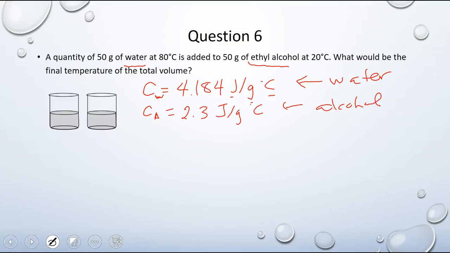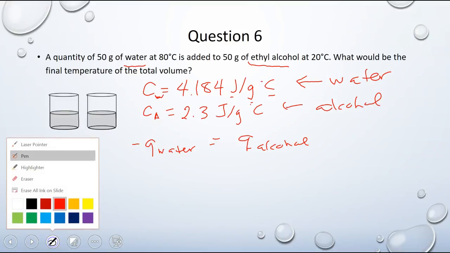Okay. So what we have to do here is we still know that because the water is warmer, negative Q of the water has to equal the Q gained by the alcohol. Okay, we still know that. But it seems like we're going to have to add this extra component in there because otherwise we can't compare these two things. So what do we know? We want to know the final temperature. So let's start writing some things down. I'm going to erase this.